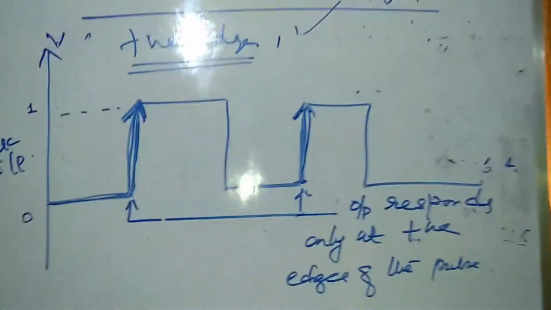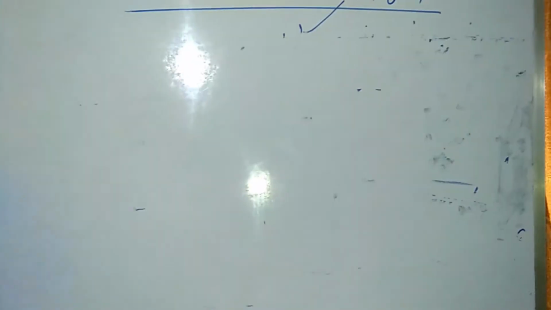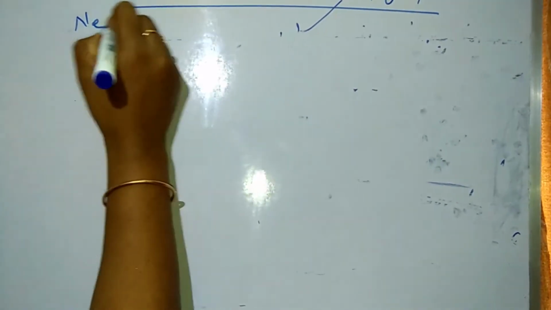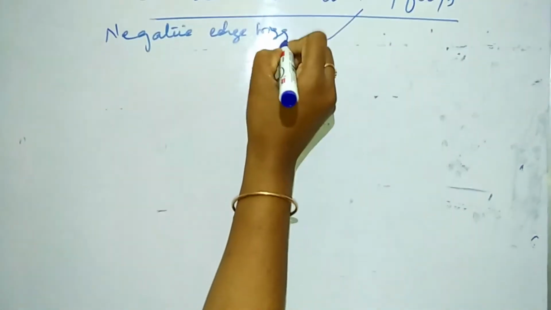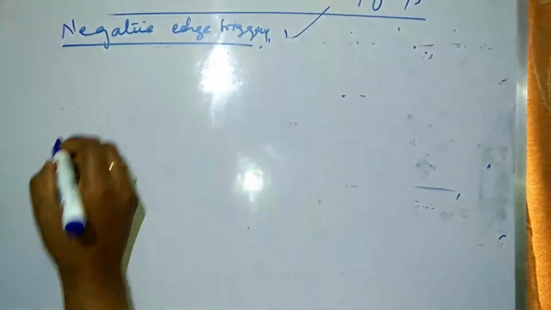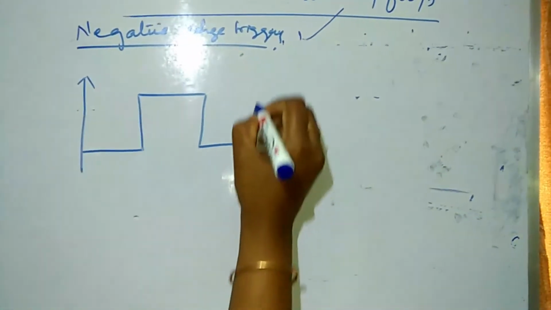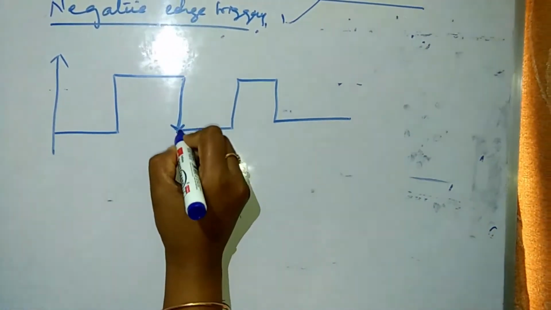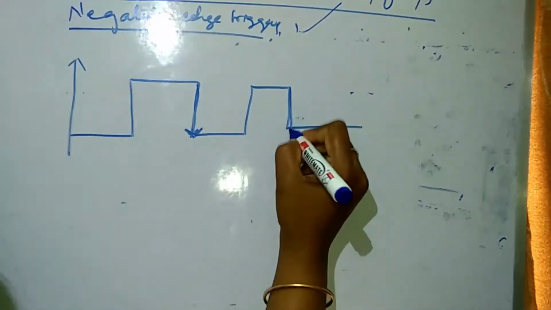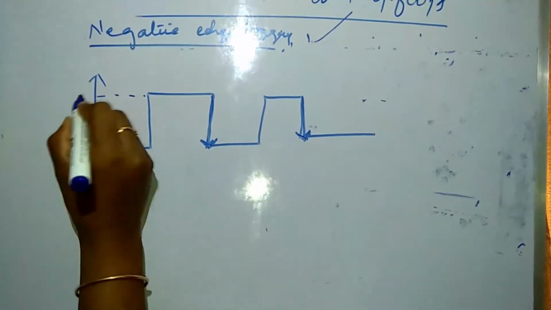Now next is negative edge triggering. Let me draw that again for you all. What exactly is negative edge triggering? Just have a look at the diagram. So this is what it is. I think you could have understood by this time, right? So this is my 0 and this is my 1.